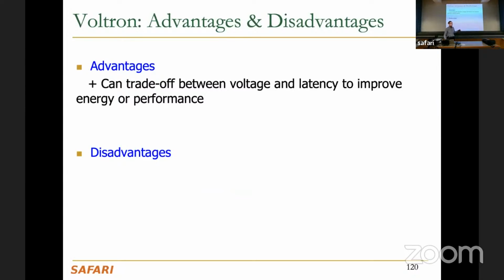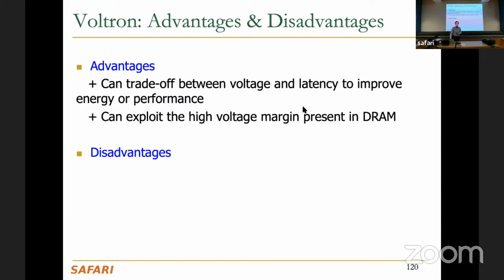Okay, so let's talk about advantages. Clearly, we've discussed this. You can trade off between voltage and latency to improve energy or performance. This is not what the work does, but you could also think about improving performance by increasing your voltages, right? Clearly, you could improve performance by increasing your voltages and reducing your latencies, but this comes at the cost of energy. So there's a relationship between these things: energy, latency, voltage, and performance. And you can exploit the high voltage margin present in DRAM, and we saw that that margin is relatively large.